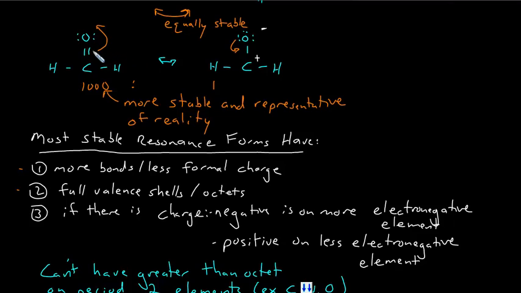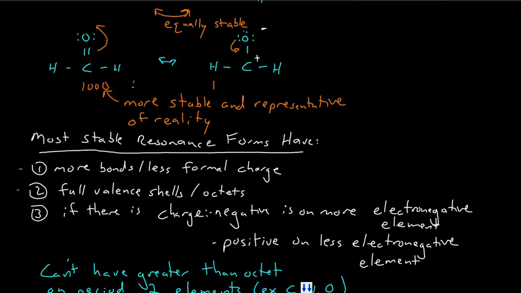So you can draw other resonance forms, but you'll know here that the more stable one, and the one much more representative of reality, is the one with more bonds, full octets, and less charge. Of course, if there is a charge, it's better to have a negative charge on more electronegative elements and positive charge on the less electronegative elements.